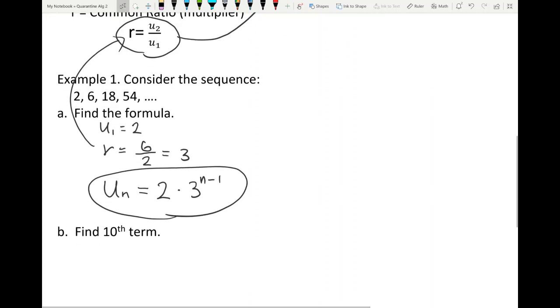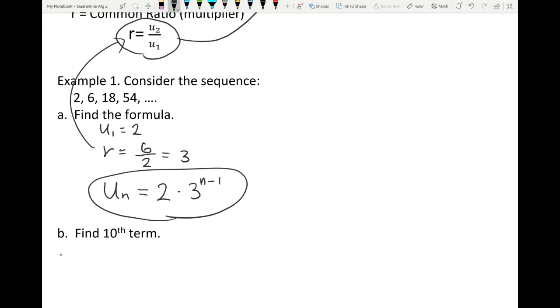Now, next question, to find the 10th term, we're just going to simply apply the equation that we just found. So U sub 10 equals 2 times 3 to the 10 minus 1. Now what is 10 minus 1? It's 3 to the 9th power. Okay? Now you take out your calculator. Now what do we do next?